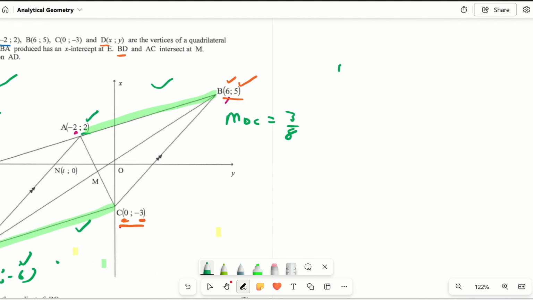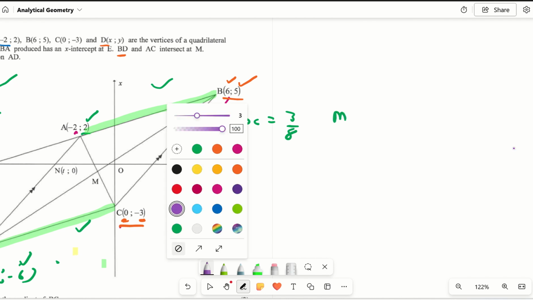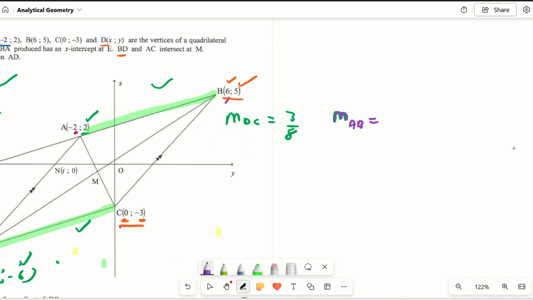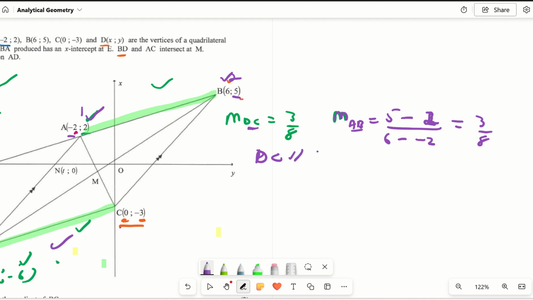Let's go. The gradient of, let's use a different color, AB equals, let's substitute. Let's take this as our 2's and these as our 1's. Our y2 is 5 minus our y1 is 2. Our x2 is 6 minus our x1 is minus 2. This gives us an answer of 3 over 8. So therefore, DC, which is this side, is parallel to AB.